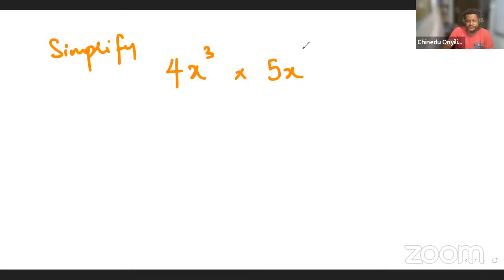So let's say I want you to simplify 4x to the power of 3 times 5x to the power of 7.